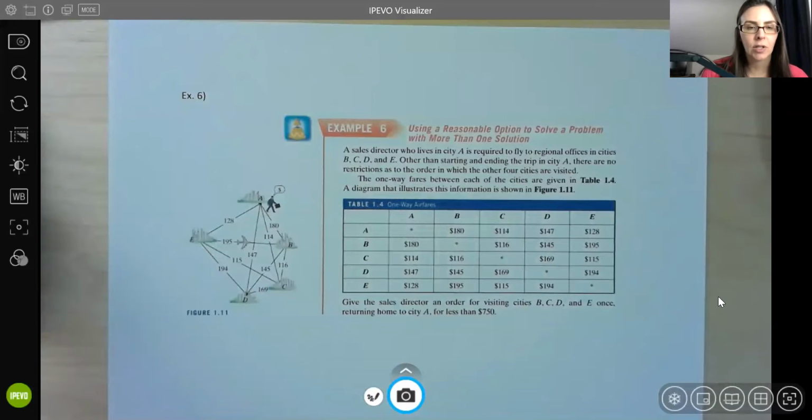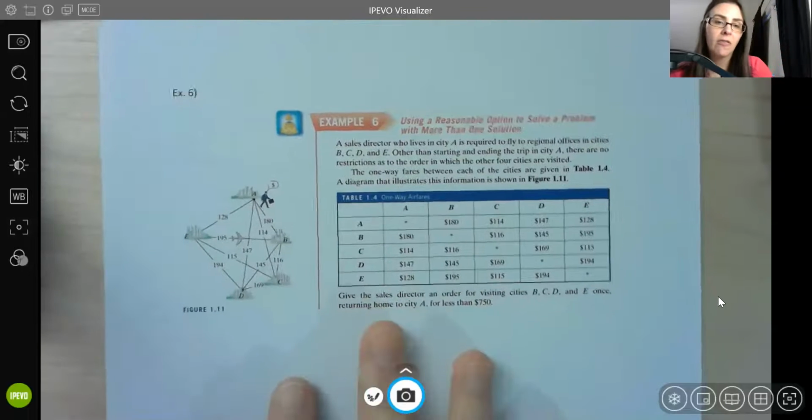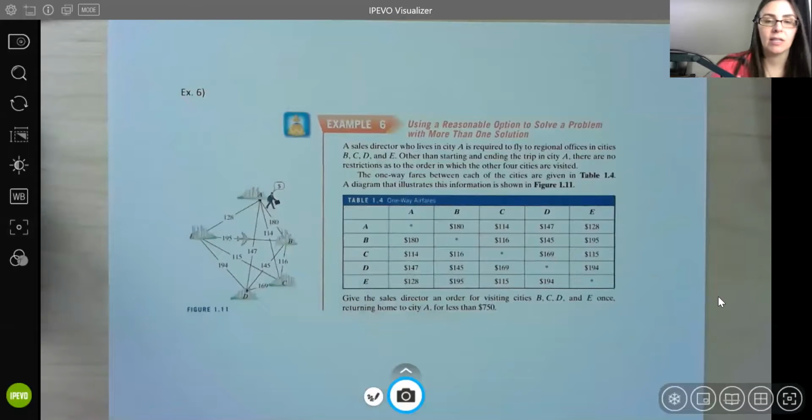So a sales director who lives in city A is required to fly to regional offices in cities B, C, D, and E. Other than starting and ending the trip in city A, there are no restrictions to the order in which the other 4 cities are visited. So what we have here are the one-way fares for flights between each of the cities given.